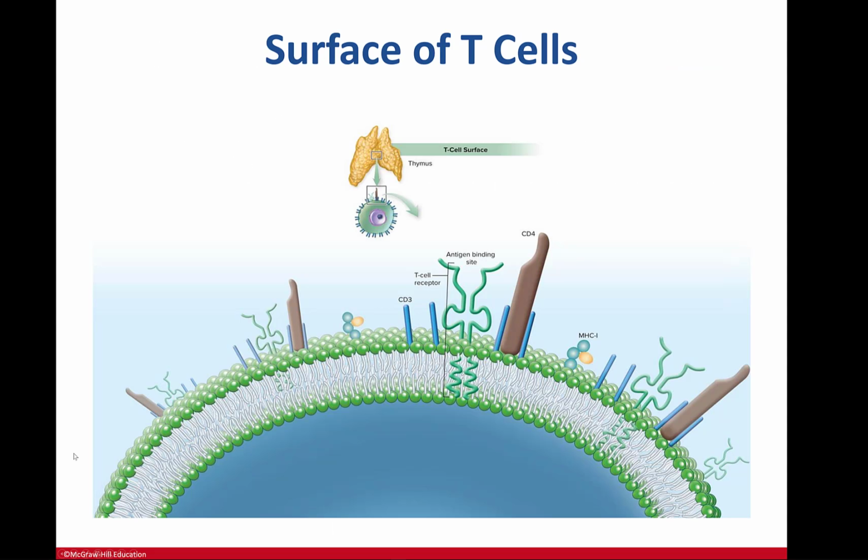And you can see here's an antigen binding site drawn here. It's a T receptor, and you notice it has the CD4s and the CD3s around that, and of course they emanate from the thymus, hence the T cell. And you can see the MHC1s, and kind of everything is in place as it's supposed to be.